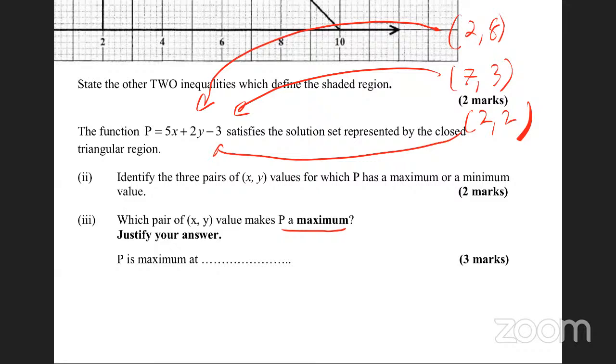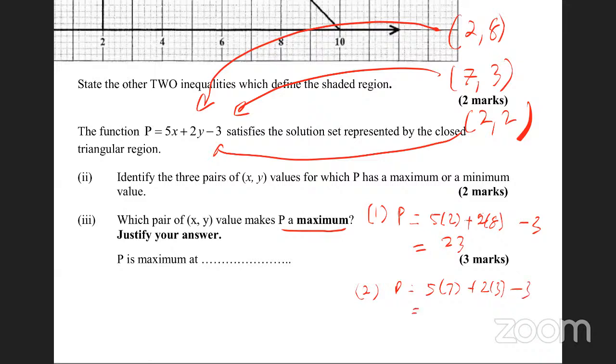which one worked out. So doing the first one, that will be P is equal to 5 by 2 plus 2 by 8 minus 3. All right, so that is 23. Next one, P is equal to 5 by 7 plus 2 by 3. So that's 35 plus 3 is 38.